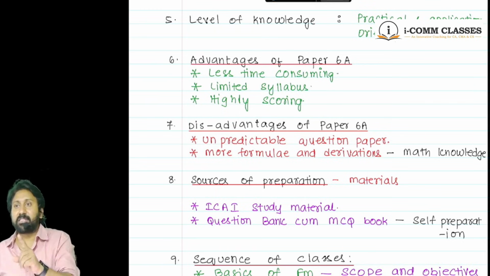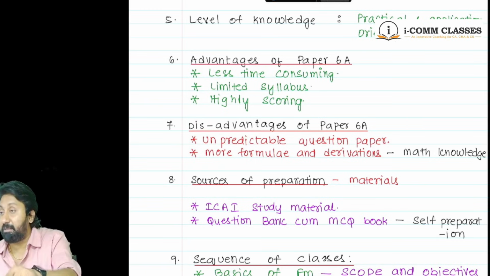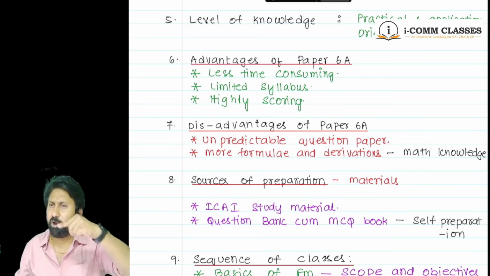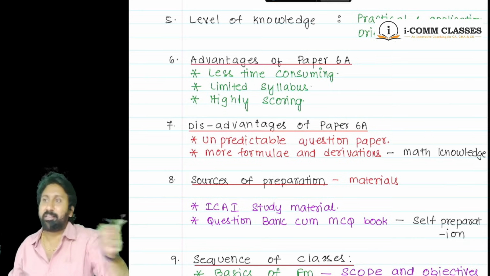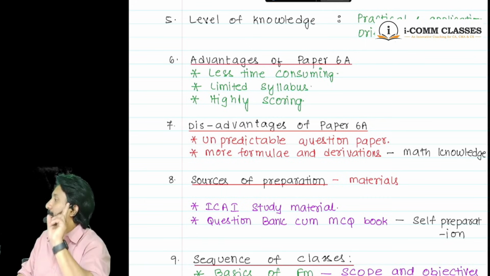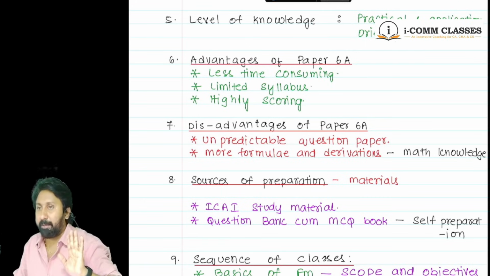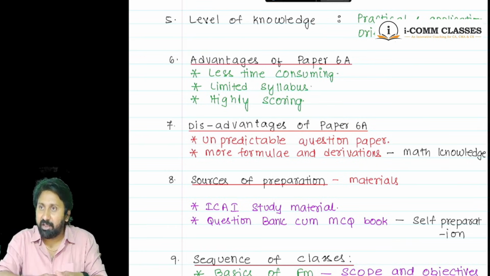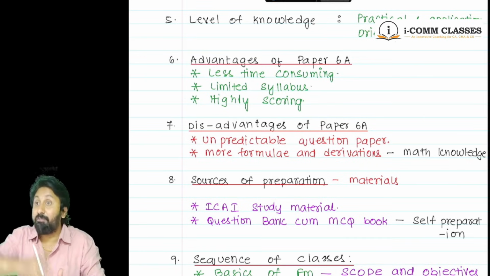Why am I telling this now? You have paper 6A and 6B, 2 parts. Part 1 is full practical. Part 2 is full theory. What is that full theory? SM. SM is a complete theory paper. FM is a completely numerical paper. If you can score well here in less time, you will score well in the next part of the paper also.